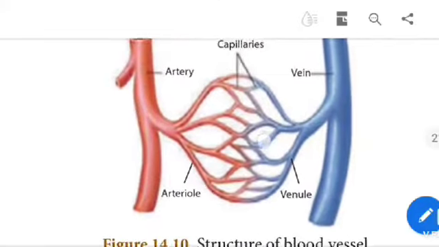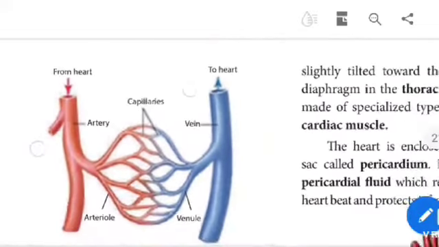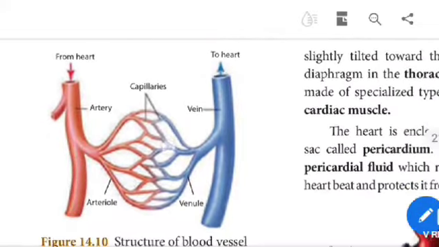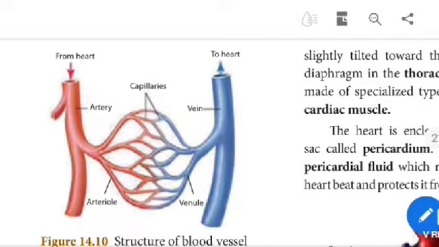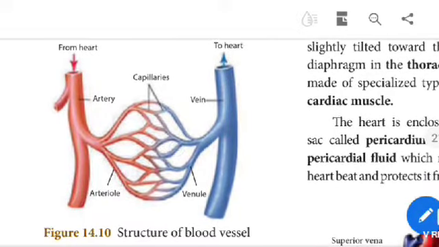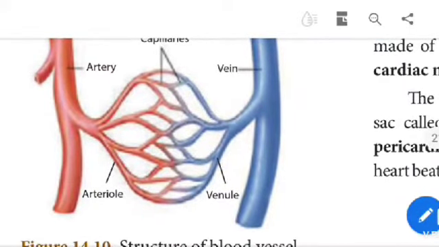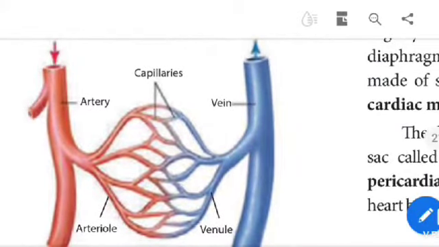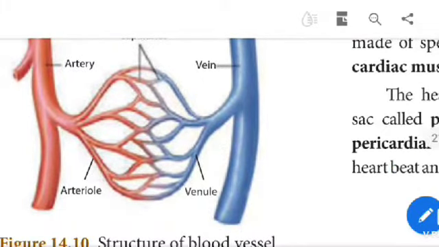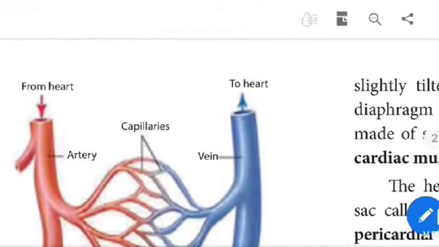See the structure of blood vessels. From the heart, blood goes to the artery and arteriole, then capillaries, venules and veins, and back to the heart.